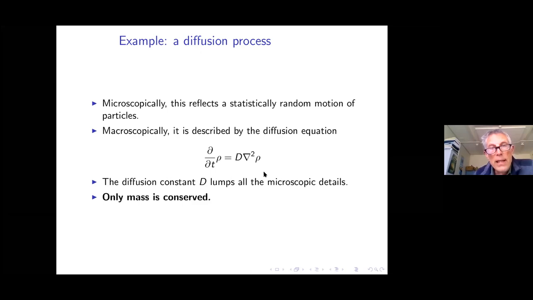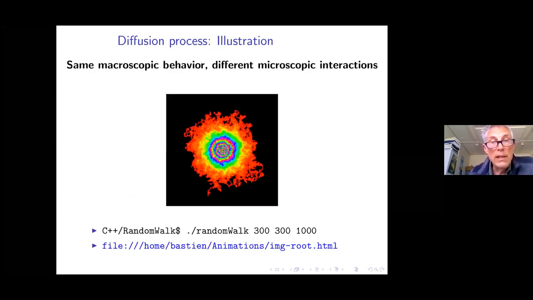And what this equation actually tells you is that mass is conserved. Okay, it's the only thing that it really says. And in addition, a bit of something about how mass is moved across space, but I'm not going to enter too much into detail. But even though you have the same macroscopic behavior, the same diffusion equation, you can have very different microscopic interactions giving the same behavior.